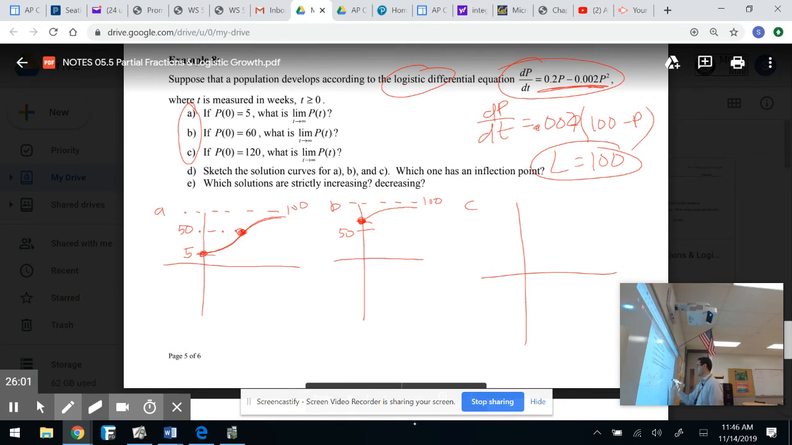Now, how about this one? This one, I'm starting at 120, for real? And that's above my carrying capacity of 100. And it's just going to decrease, believe it or not, for that one, okay? Hopefully that all made sense.